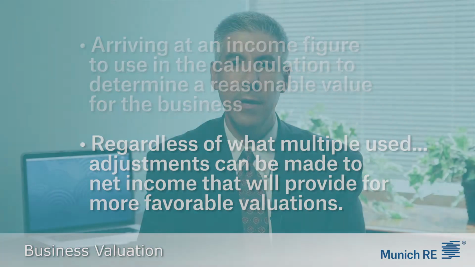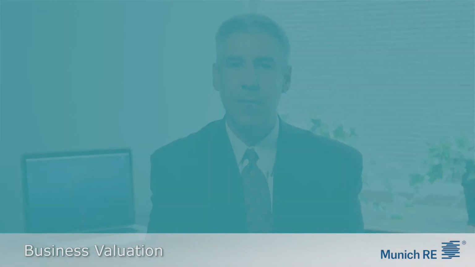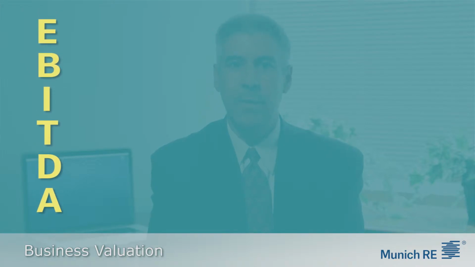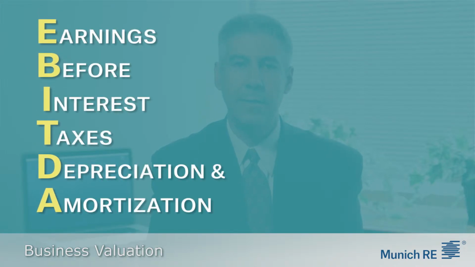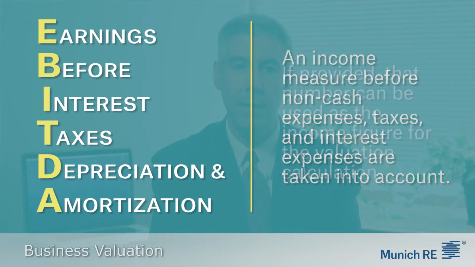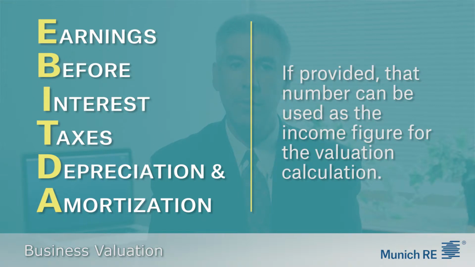A review of the income statement will give us the information we need to make the appropriate additions and subtractions from the net income per statement en route to a final adjusted income. Some statements are prepared in a fashion that provides a figure for EBITDA. The word EBITDA means earnings before interest, taxes, depreciation, and amortization. EBITDA is an income measured before non-cash expenses, taxes, and interest expense are taken into account. If provided, that number can be used as the income figure for the valuation calculation.